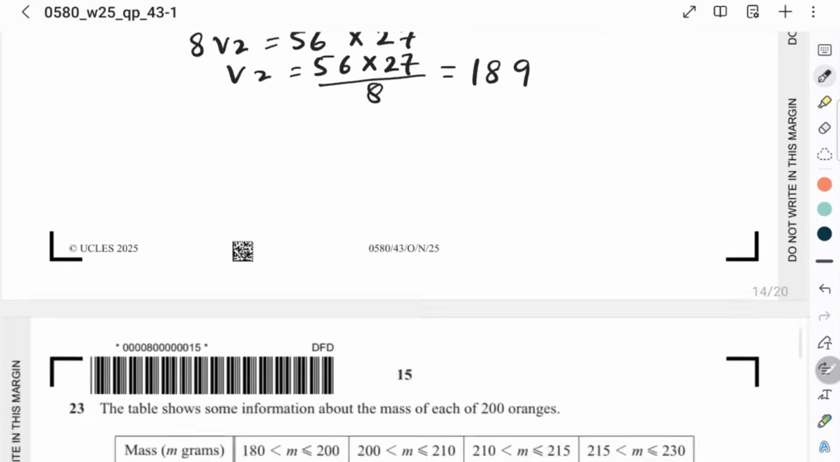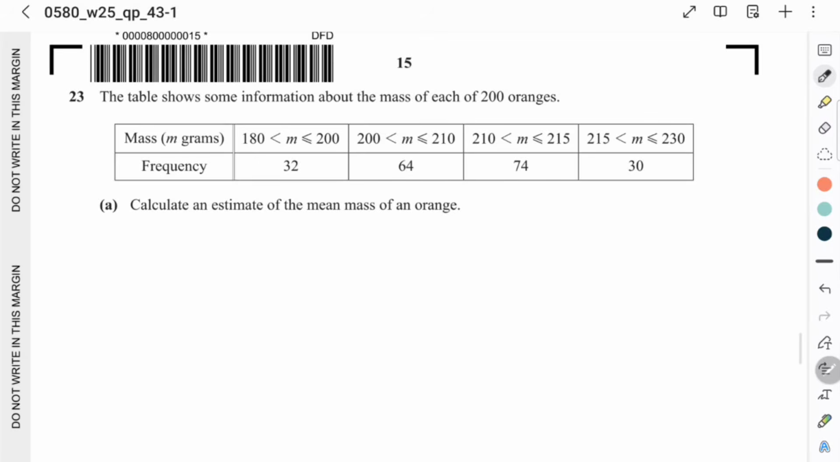Okay, go to the next one, question 23. The table shows some information about the mass of each of the 200 oranges. We can estimate the mean. For the mean, we need to find the midpoint. Midpoint of 180 to 200: 180 plus 200 upon 2 is 190. 200 to 210 is 205. This is 212.5, between 210 and 215, add together and divide by 2. This is 222.5: 215 plus 230 divided by 2.